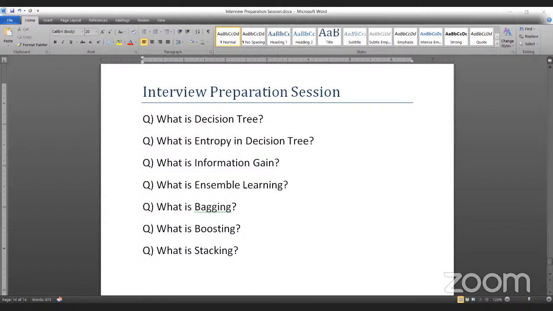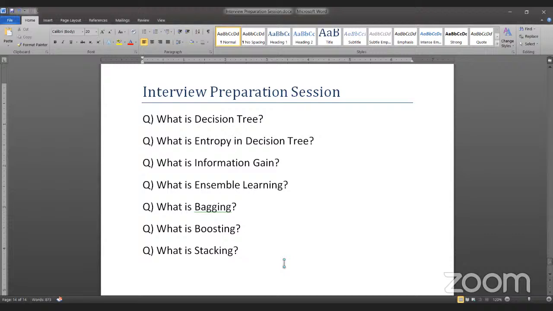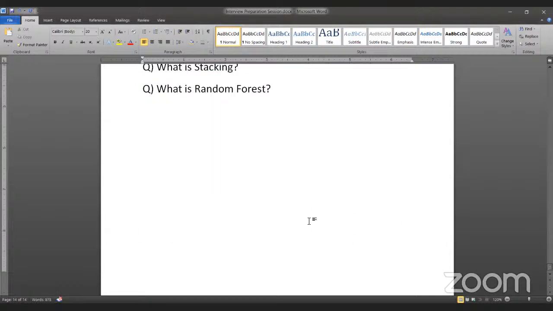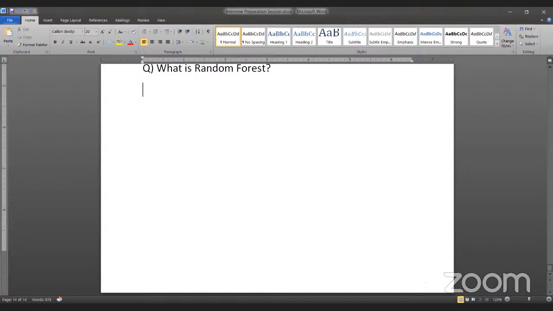Now coming to an algorithm which is very much loved by our data scientists. What is a random forest?